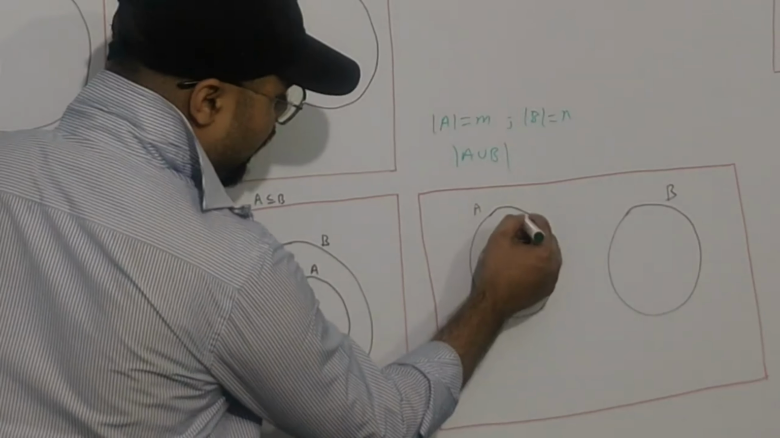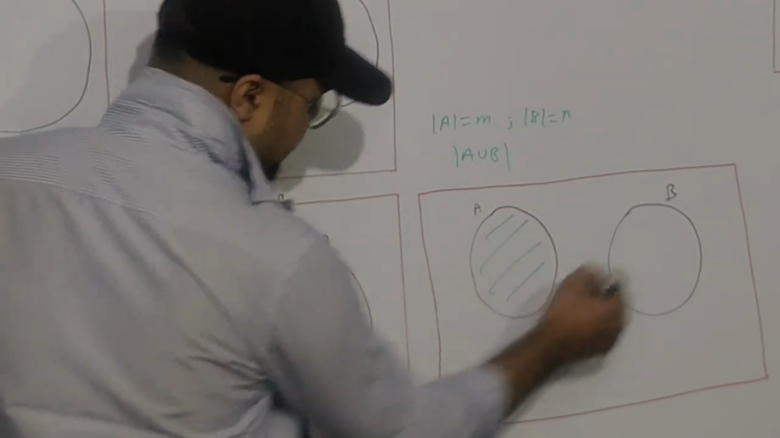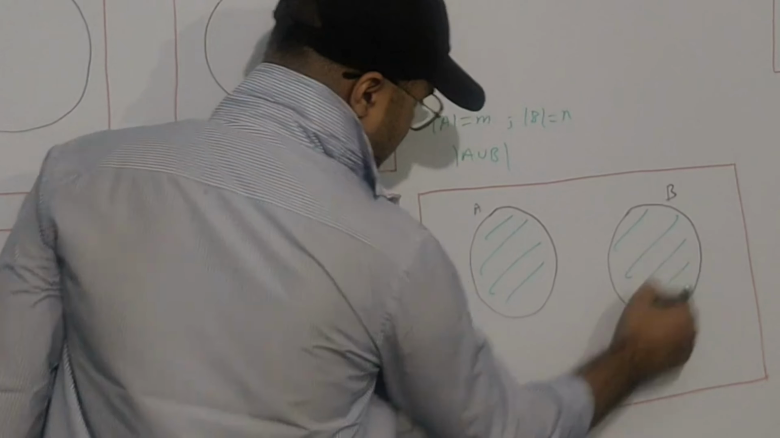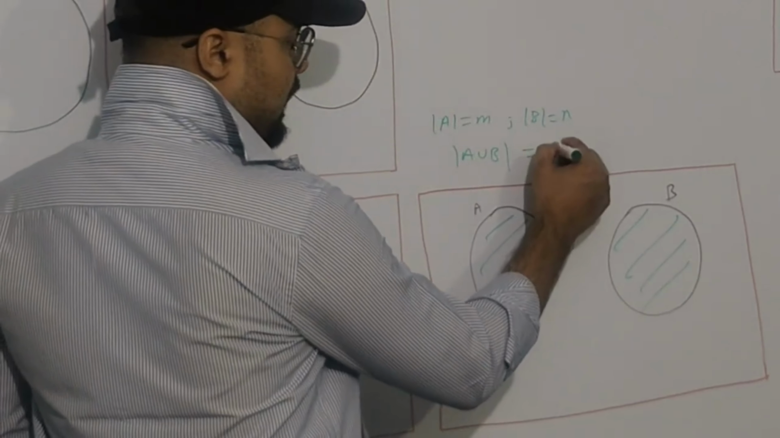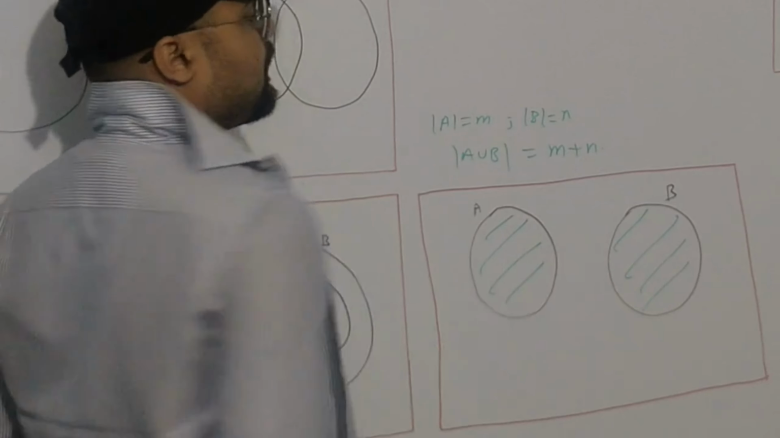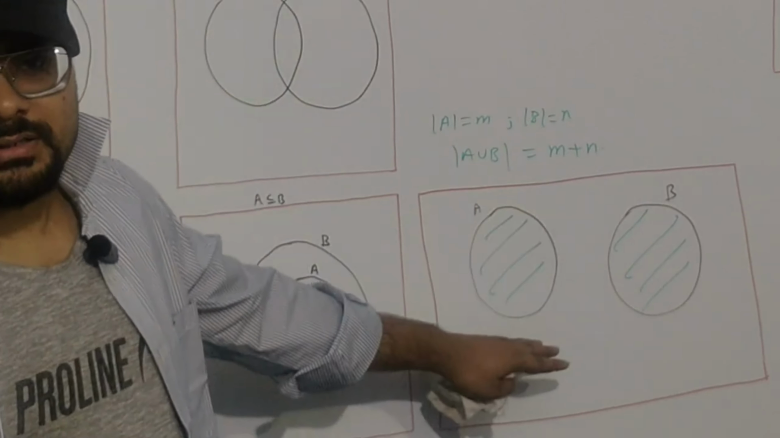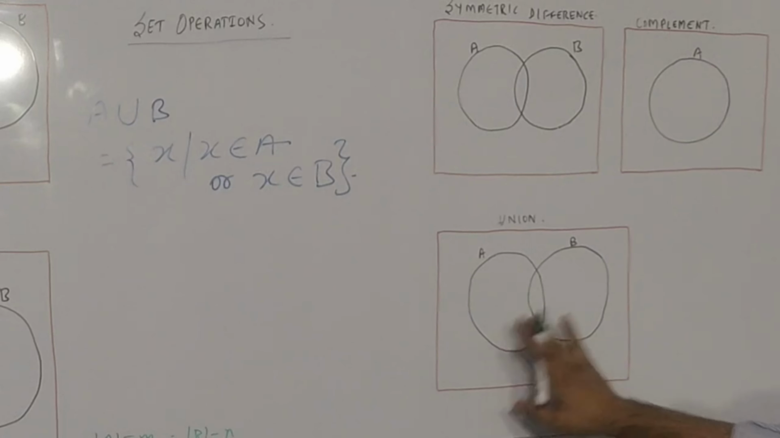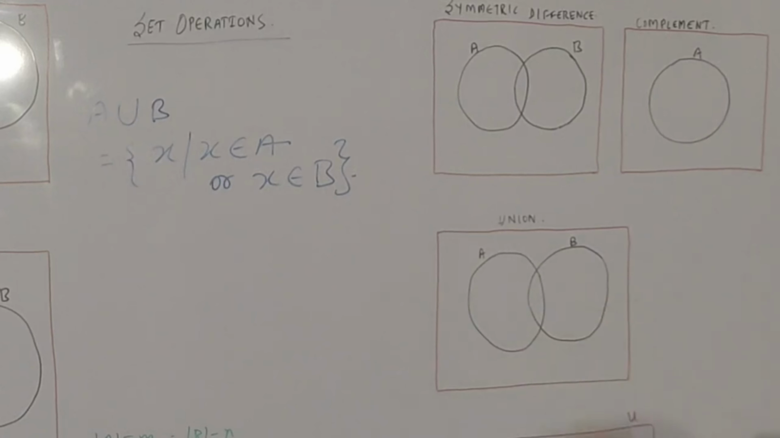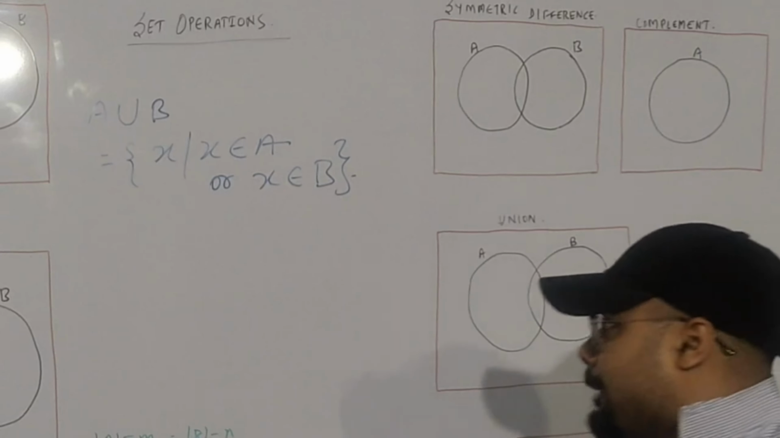A union B will have all of it. So the number of elements in A union B is equal to m plus n. This is in case of disjoint sets. In case the sets are not disjoint, which is the arbitrary sets we are taking, what will happen? Let me take one example and show you.